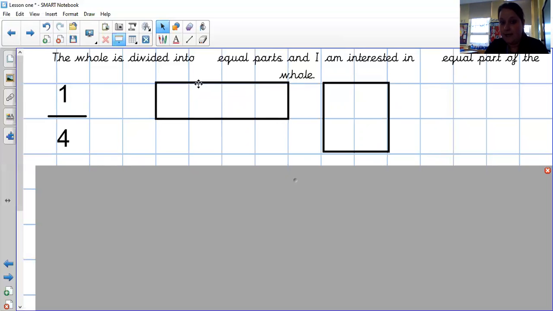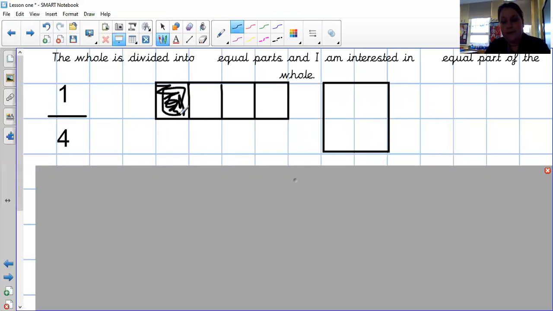So start off by drawing, if you've got square paper, that's even better, but by drawing a bar, and then split that bar into 4 equal parts as best you can, okay? So you might want to pause the video to do that, and then I will model it on here as well. So 4 equal parts. 1, 2, 3, 4. And I am interested in 1 equal part of the whole. And we know that this is a unit fraction because the numerator is 1. So I'm interested in 1 of those equal parts. So that would be 1/4.